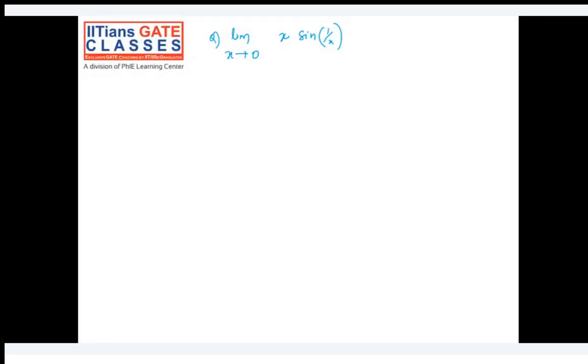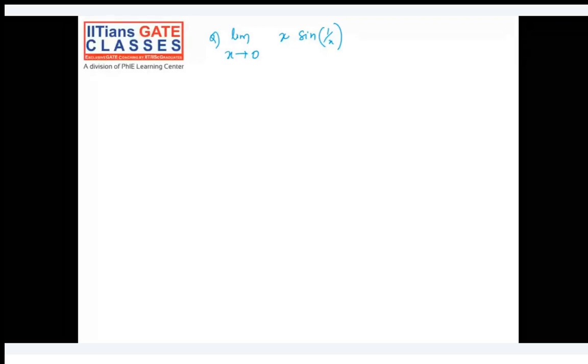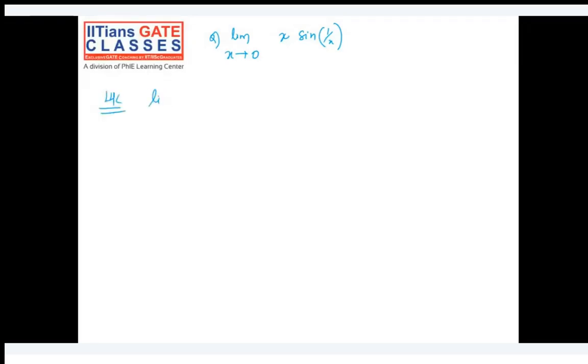So the left hand limit in this case is limit h tends to 0 f of a minus h, which is f of minus h. The right hand limit, a is 0, that's why I'm directly writing limit h tends to 0 f of plus h. So how will it look? Minus h sine of minus 1 upon h. And here it will be h sine of 1 upon h.